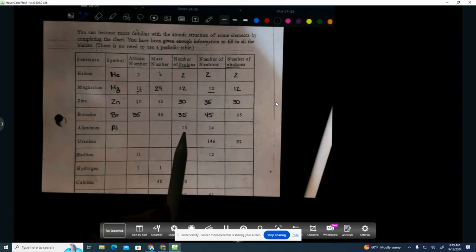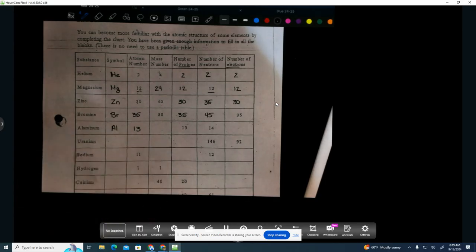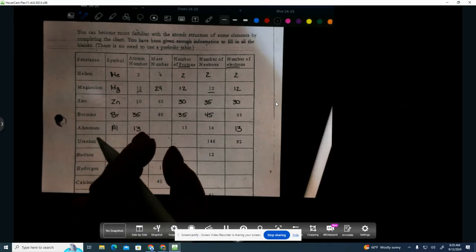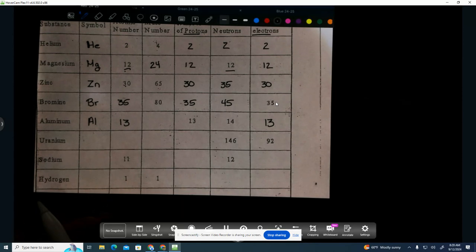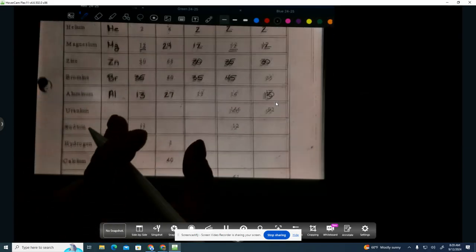All right. We know that it has 13 protons, so its atomic number is also 13. What other number is 13? Jacob? We got protons. 13 protons. Atomic number is 13. What other number is going to be 13? Electrons. Beautiful. And then, what's its mass number going to be? Diego, go. 27. I like it. All right.